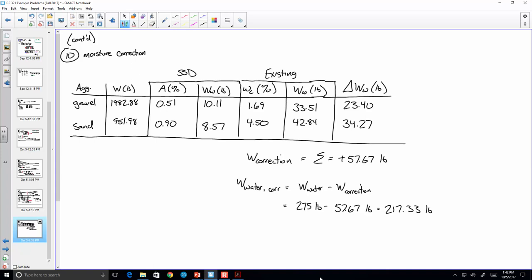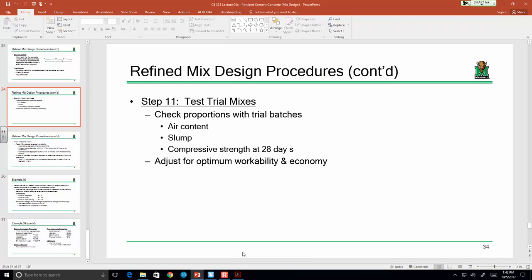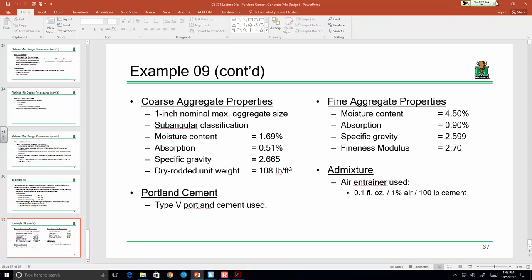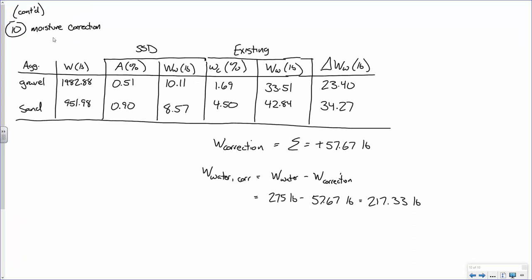I'm trying to see, did I include a slide that... No, I didn't. I thought I had a slide that had the answer on it. I'm sorry. I thought I had a slide. Oh, well. Okay.